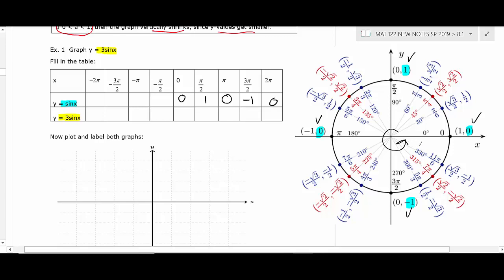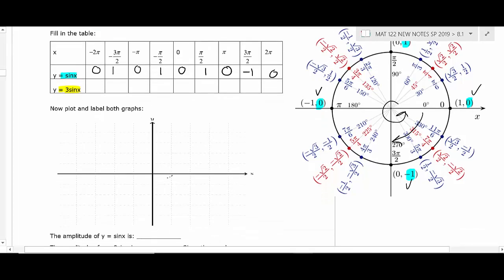If you go backwards, negative pi over 2 would be at -1. Negative pi would be at 0. Negative 3 pi over 2 would be 1. And negative 2 pi is 0. You'll get to a point where you have the sine wave memorized. But if you don't, as long as you have the unit circle memorized, you can figure all this out. So to begin with, let's get this broken up.